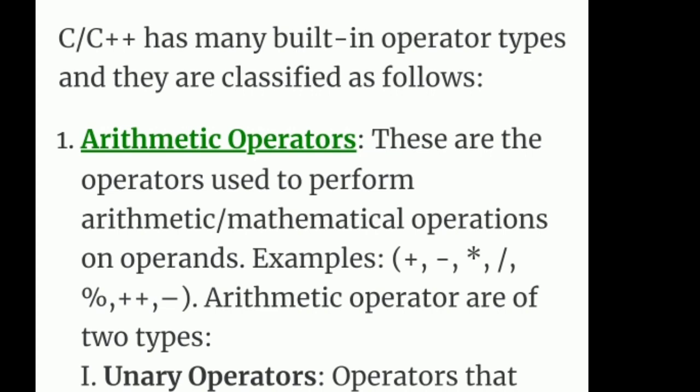Greater than or equal to: 5 greater than or equal to 3 is equivalent to 1. Less than or equal to: 5 less than or equal to 3 is equivalent to 0. These are some relational operators.